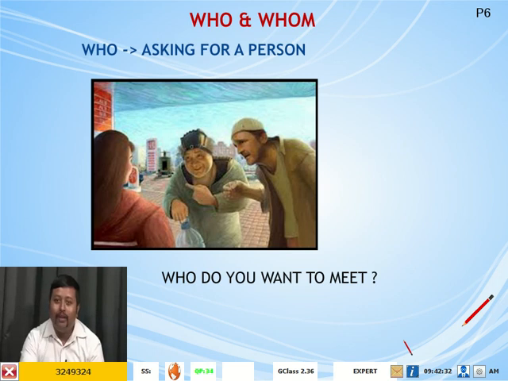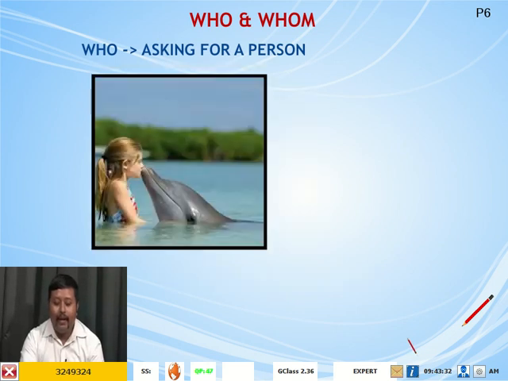Who do you want to meet? Right? Who do you want to meet? Okay, then the next word is what? What's my keyword here? It's who. Our auxiliary is what? Do, right? Then you have another question.